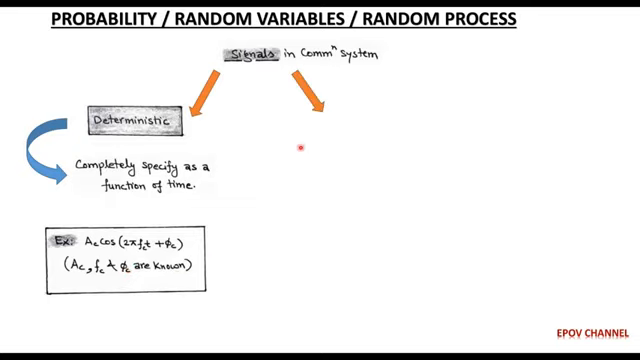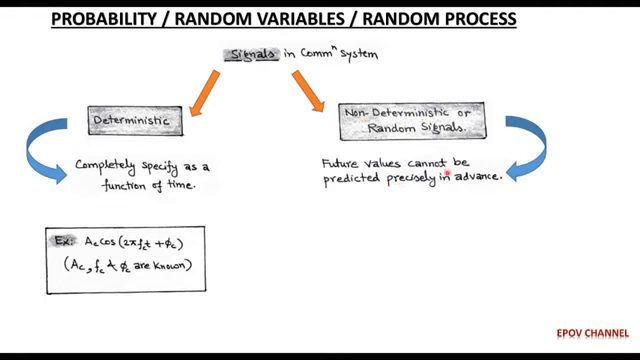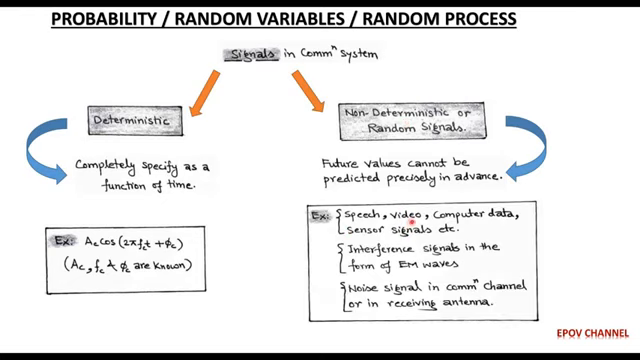And another is called non-deterministic or random signals. These types of random signals cannot be represented mathematically. Also, the future values of these signals cannot be predicted in advance very precisely. As random signals cannot be represented mathematically, they are called non-deterministic signals. For example, speech, video signals, computer data, sensor signals, etc.